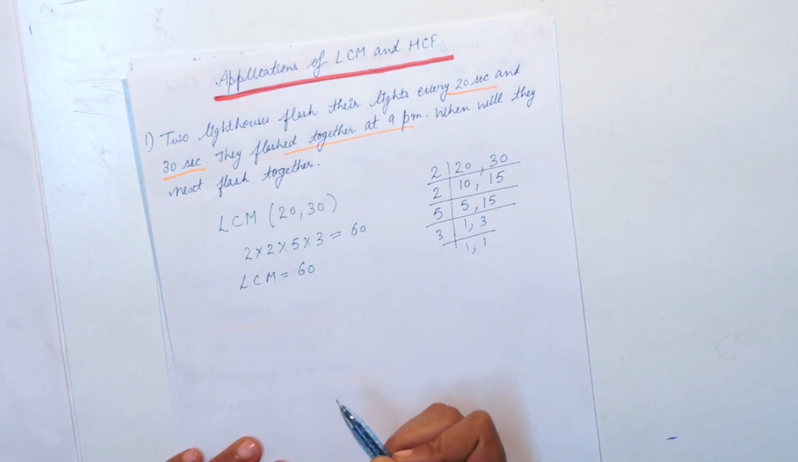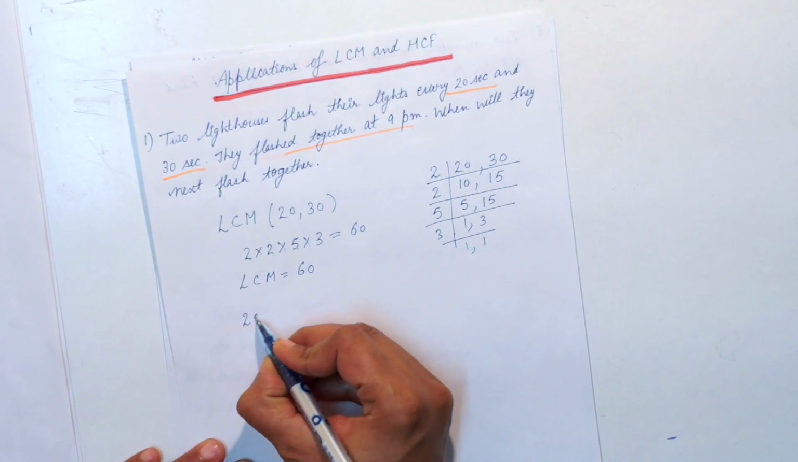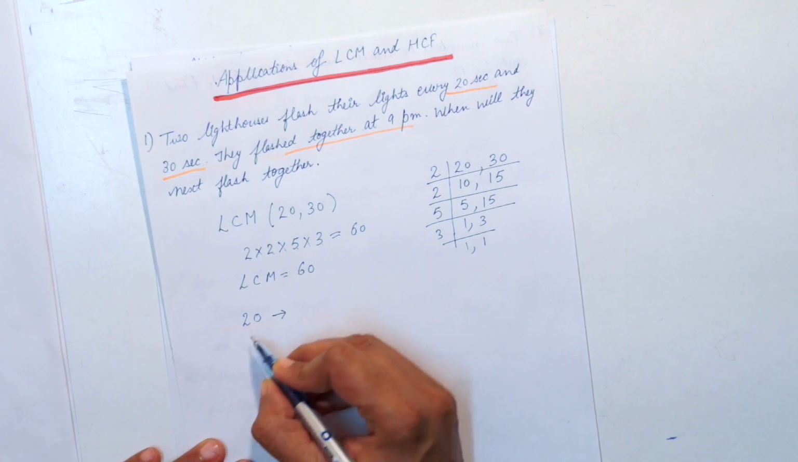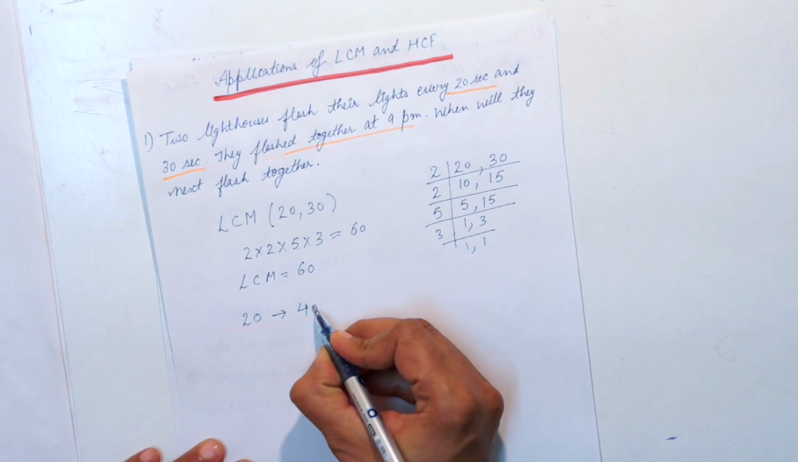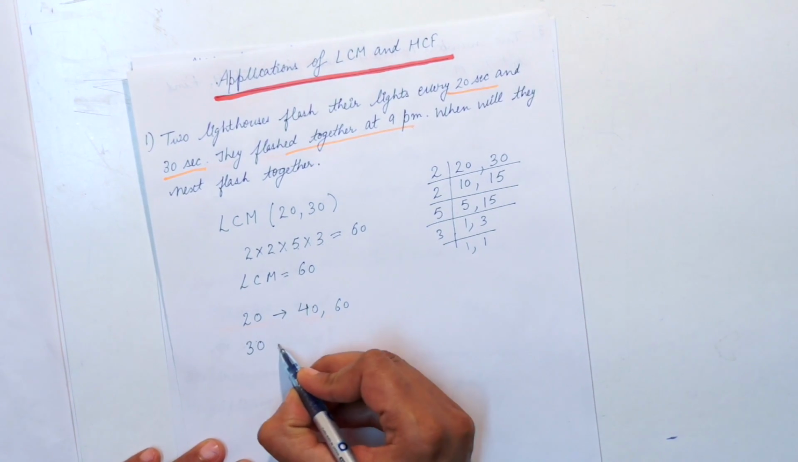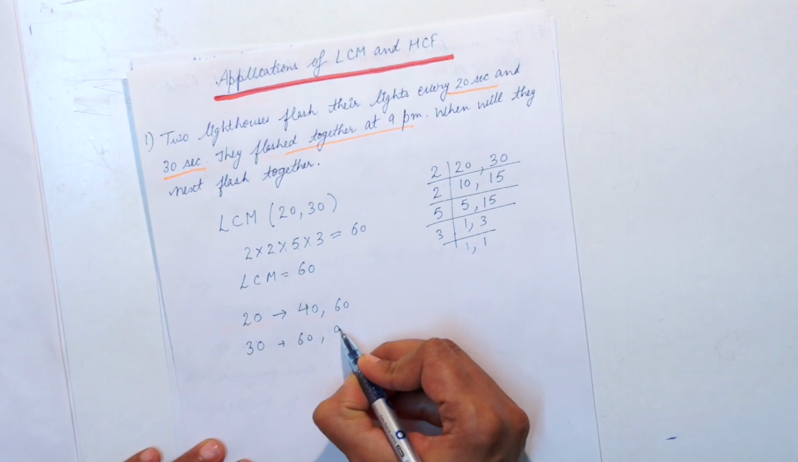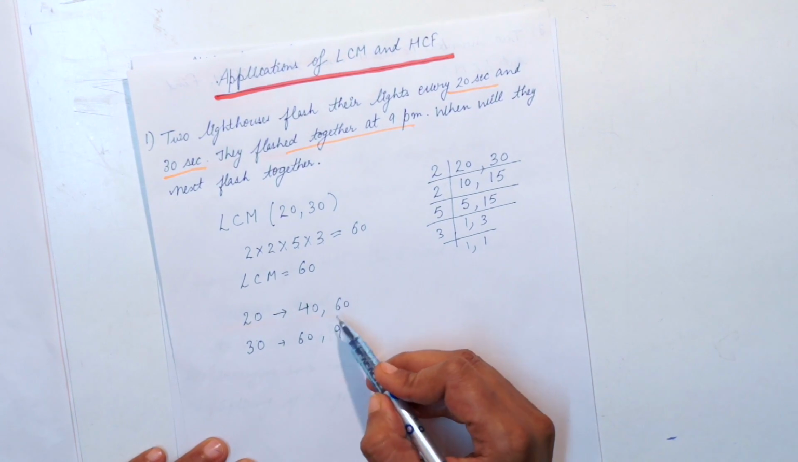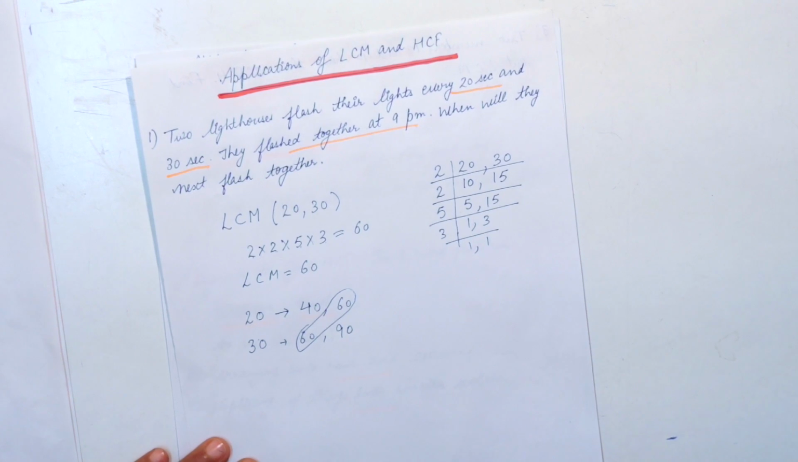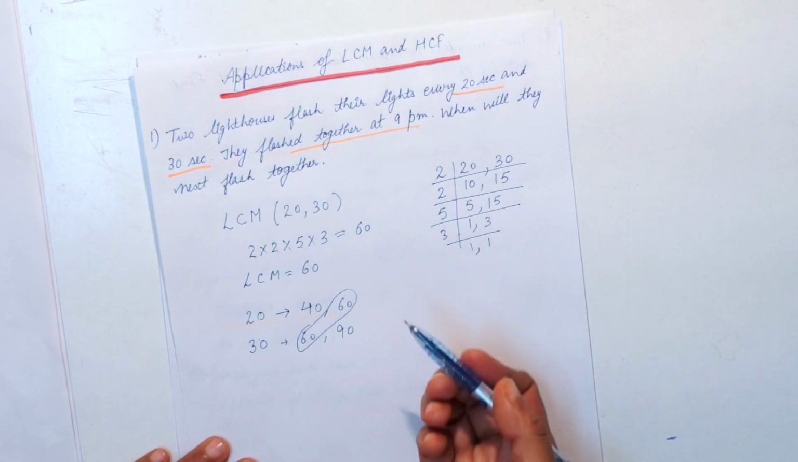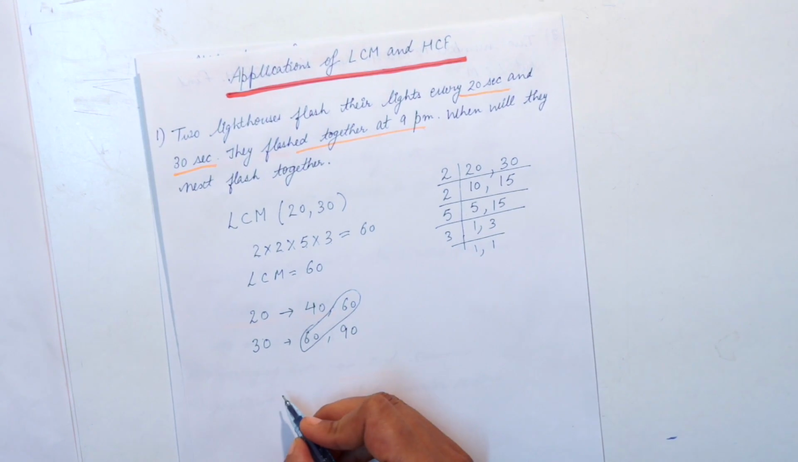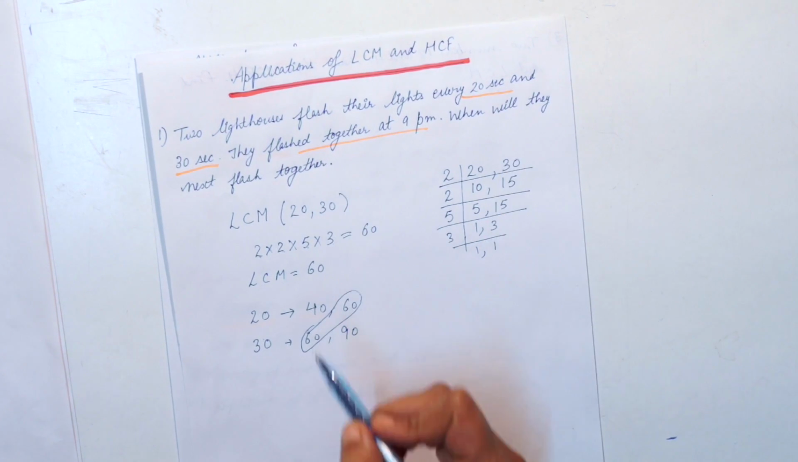Let's do another way. What are the multiples of 20? If you can see 20, again it will flash after 20 seconds, 40, then 60. First flash is for the other lighthouse, 30, then 60, then 90. So you can see the common multiple is 60, and it is the least common multiple. That's why we found LCM and we got the least common multiple as 60. It means after 60 seconds, the lighthouses will flash together.